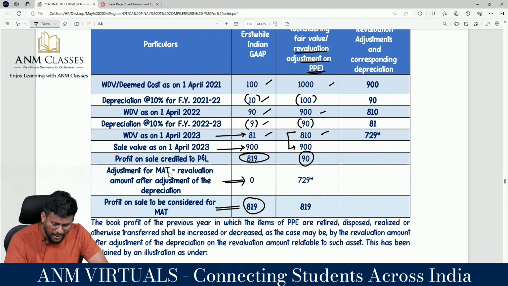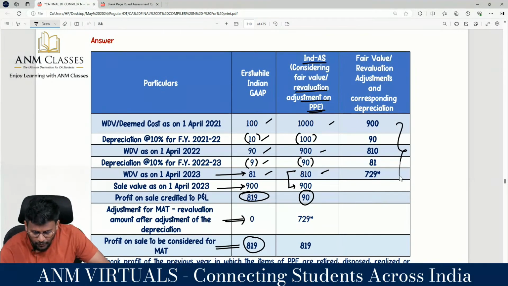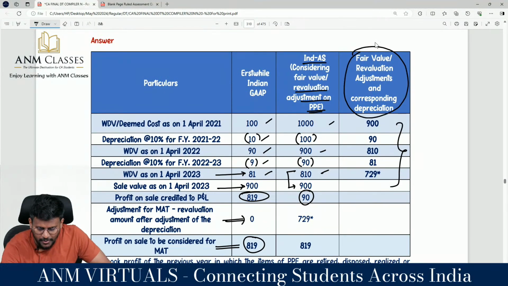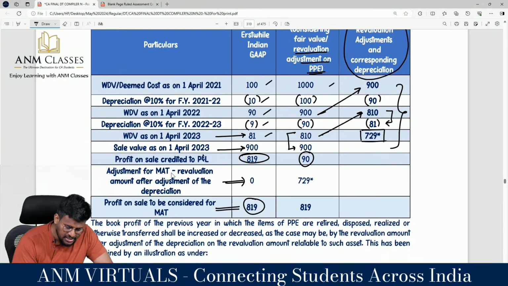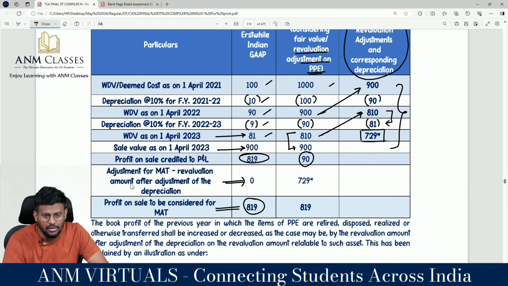Now adjustment for MAT, revaluation amount after adjustment of depreciation. This 729. This is how you have to calculate it. Fair value revaluation adjustment and corresponding depreciation. You tell me the book value was 900, you claim depreciation of 90, the book value becomes 810. Sir, next year if we claim depreciation on 810, you would have provided 81 lakhs. So 729 lakhs is the adjustment for MAT, that is revaluation amount after adjustment of what?